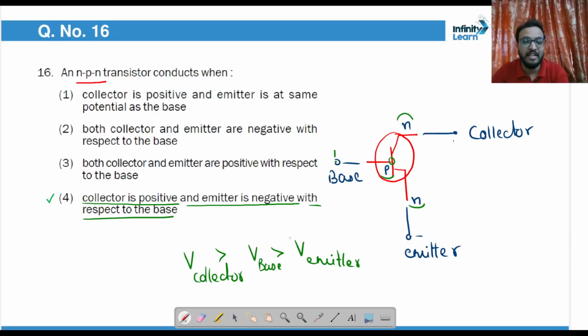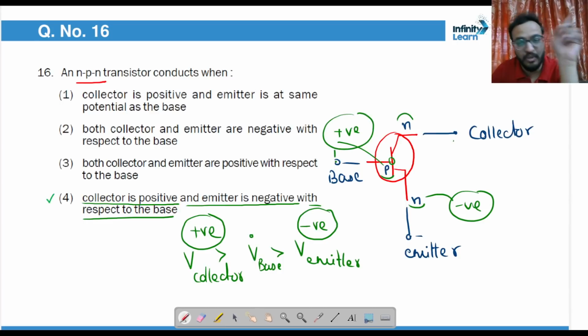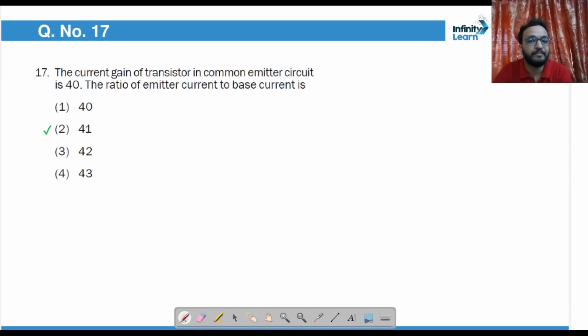So you can say collector is positive and emitter is negative with respect to the base. With respect to the base, collector is positive and this is negative. This is how you will get your answer. Or you can say simply, during forward bias condition, N for negative, P for positive. During reverse bias, N for positive only, not negative. This is also you can do. Clear? So I have told you different methods. You can remember it like this.